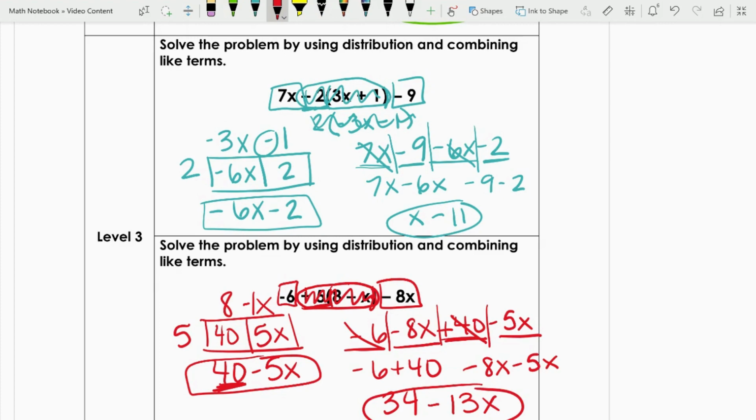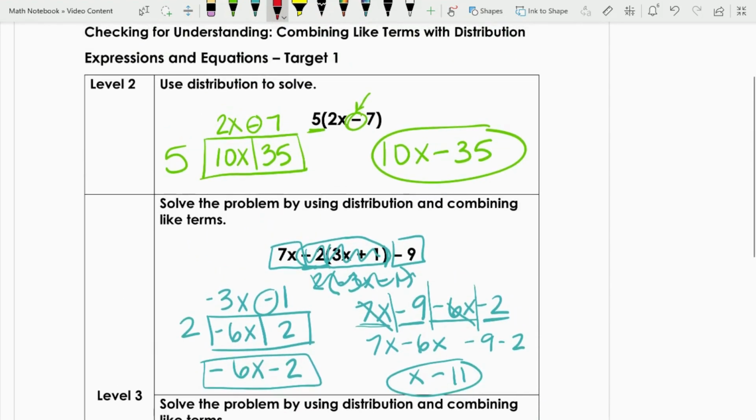Okay, so remember your step is to find parentheses, find the number next to parentheses, and the sign to the left. If it's a negative, you have to change your signs first. If it's positive, you keep it the same. Distribute, and then combine like terms. Hopefully this helped with this first quiz.